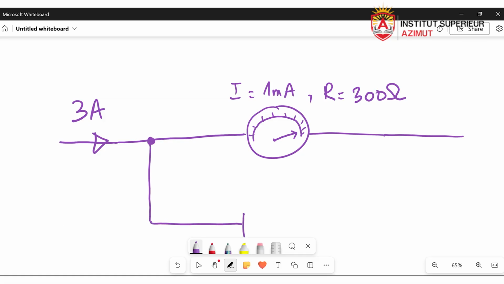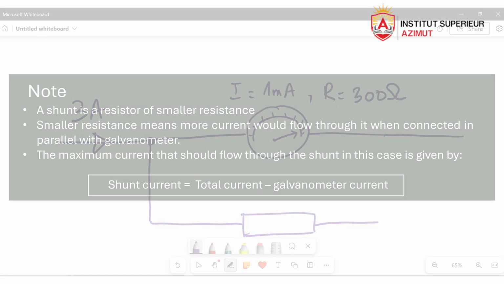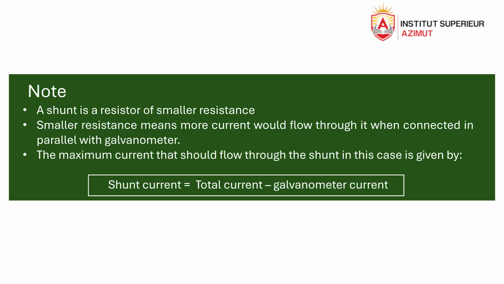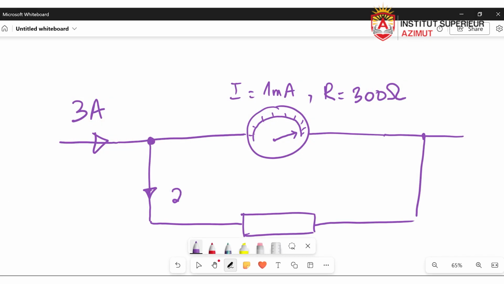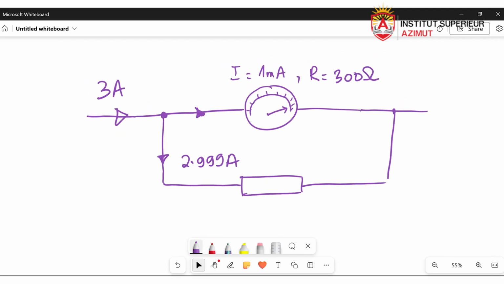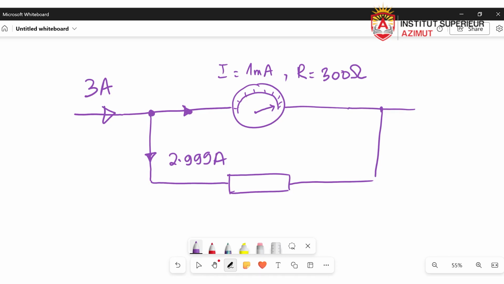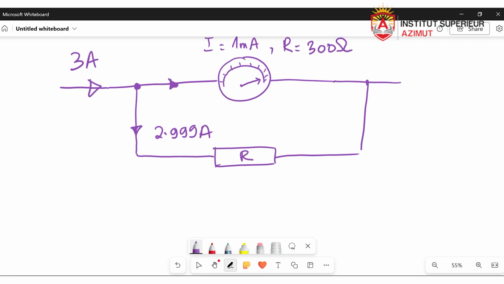So for that to be possible, we need to connect a shunt in parallel with the galvanometer in such a way that the shunt is going to pick up 2.999 amperes and allow just 1 milliampere, which is 0.001 ampere, to flow into the galvanometer. So this is actually the problem, and they are asking us to determine the resistance of the shunt.